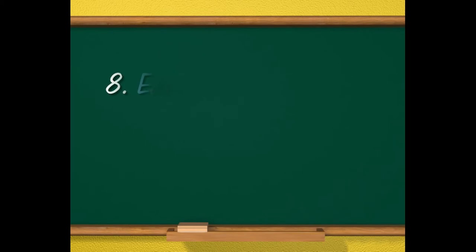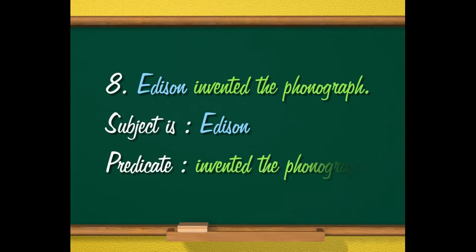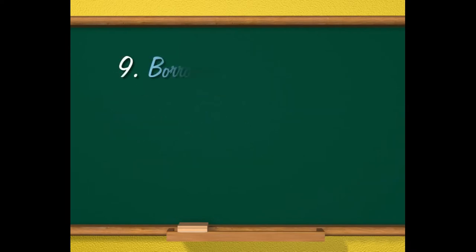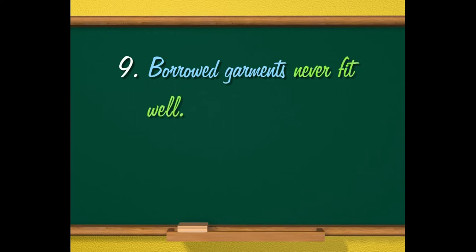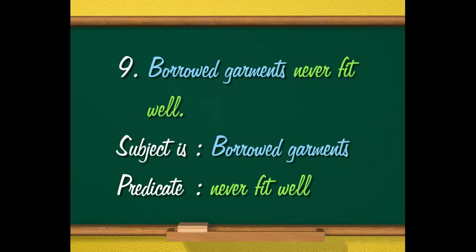Question. Edison invented the phonograph. The subject is Edison and the predicate is the other half of the sentence, that is, invented the phonograph. Question. Borrowed garments never fit well. Subject is borrowed garments and the predicate is the other half of the sentence, that is, never fit well.